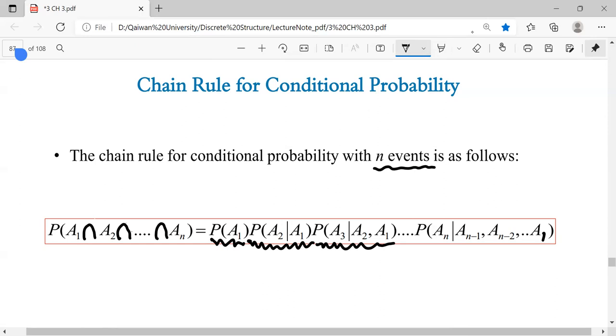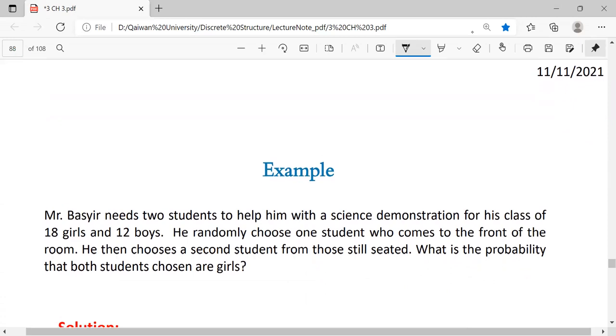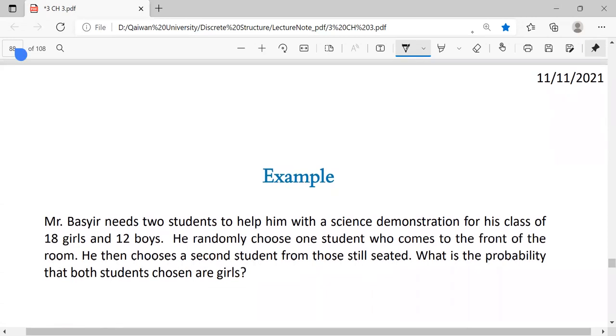First the probability of A1, multiplied by the conditional probability of A2 given A1. Then the conditional probability of A3 given A2 and A1. Then the probability of A4 given A3, A2, A1. And so we apply this rule for finding it. Here for this example, we apply the above rule.